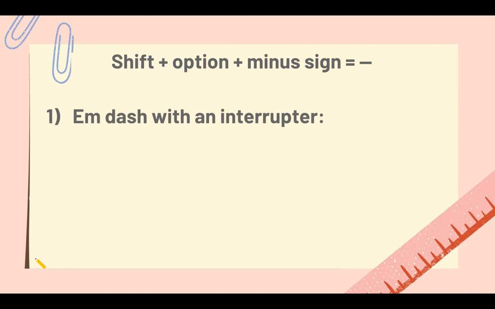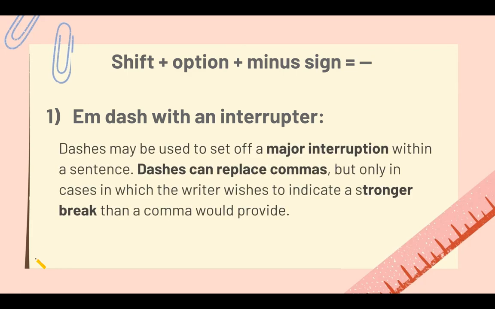Em dashes are used with interrupters. And we haven't really talked about interrupters so much, but normally you see interrupters in a sentence and they have commas around them, right? Dashes can replace commas if you want to indicate a stronger break than a comma would provide. Let me show you an example.